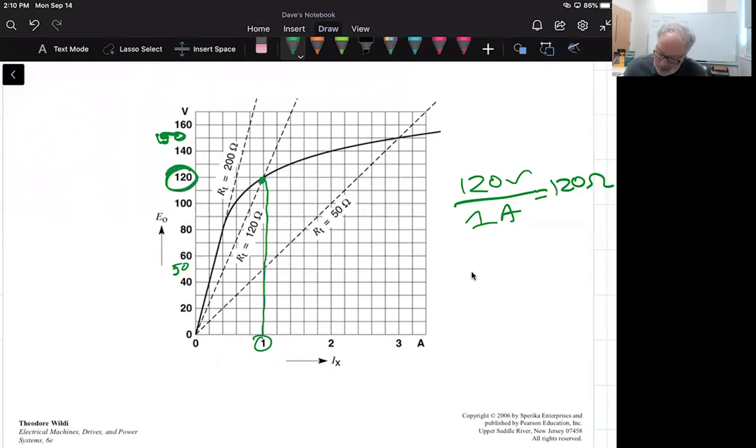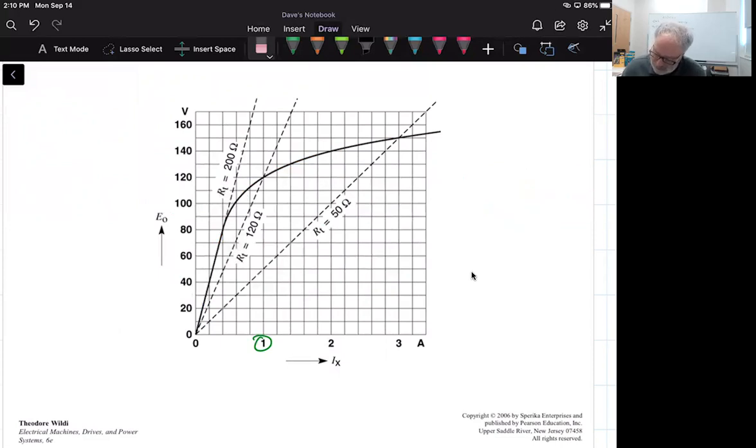I can't do that for 2 amps, but I could do it for the other points on here. That's how I can plot this straight line for the resistance, and that's where this curve comes from. What this particular intersection shows us is where this resistance would intersect on the saturation curve.